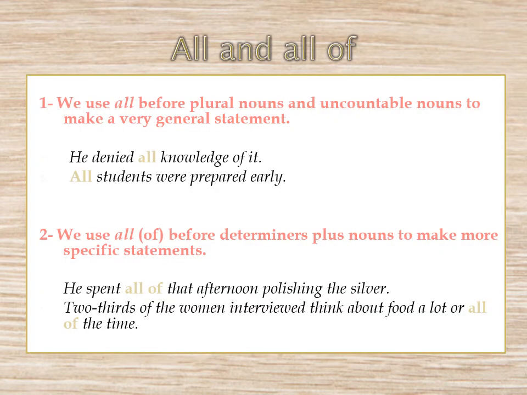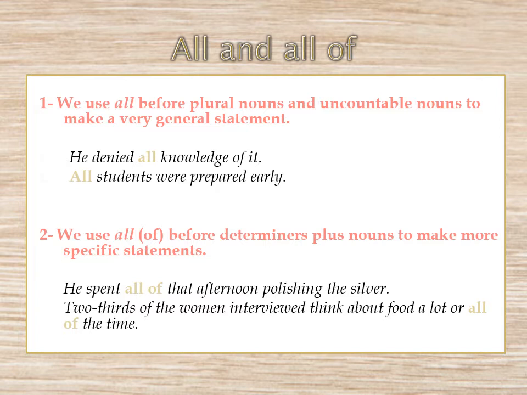Let's begin with all and all of. We use all before plural nouns and uncountable nouns to make a very general statement. Let's provide the rule with examples. He denied all knowledge of it. Another example, all students were prepared early.